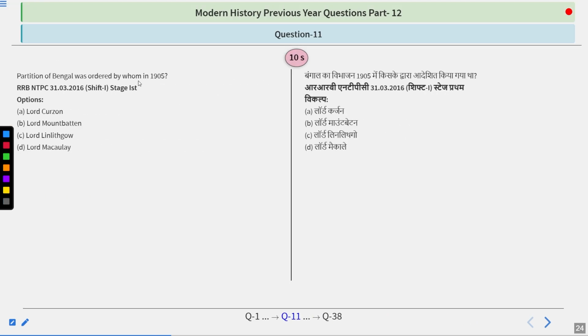Partition of Bengal was ordered by whom in 1905? Lord Curzon, Lord Mountbatten, Lord Linlithgow, Lord Macaulay. Take your time.